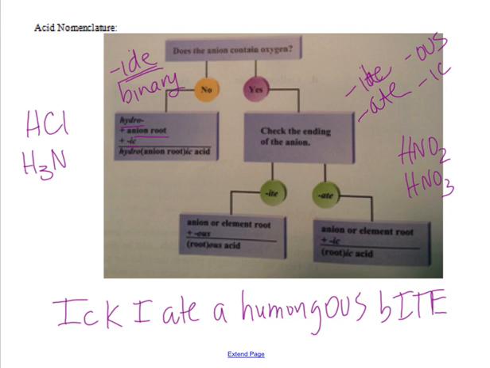So if the acid, or the polyatomic I should say, ends in ate, the acid's going to end in ic. Those two go together: ic and ate go together. If it ends in ite, the acid will end in ous. Okay? So I think it's just best to jump in and do them.